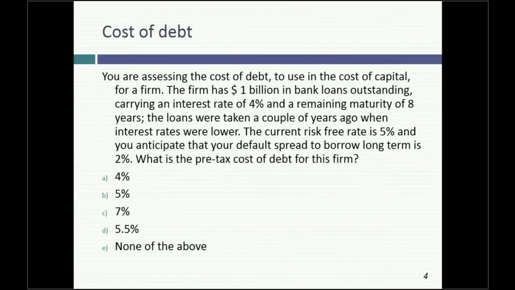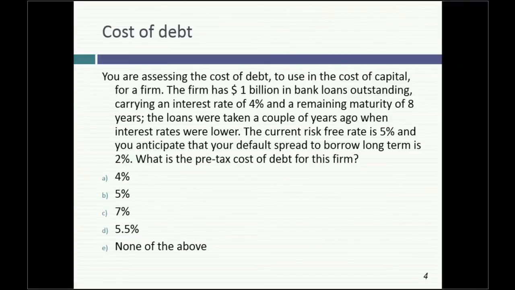We're also going to talk about the cost of debt. Far simpler than the cost of equity, but let's see if we can get an advanced view of how to estimate the cost of debt. So let's say you're estimating the cost of debt for a company. It has no bonds outstanding, no publicly traded debt. And let's face it, that's going to be true for 90% of the companies out there. It has $1 billion in bank loans outstanding carrying an interest rate of 4% and a remaining maturity of 8 years. So that's all it has, the bank loan.